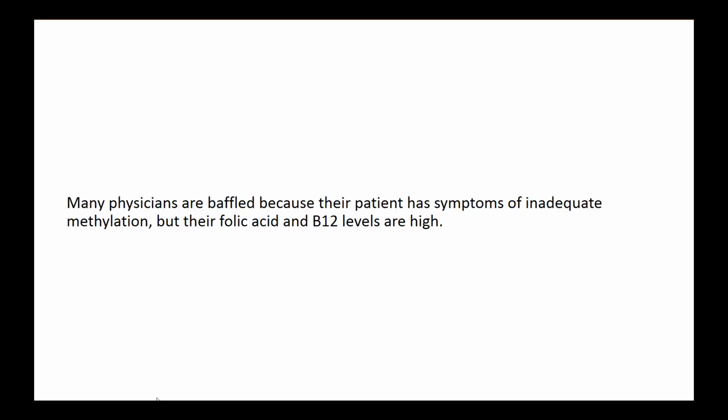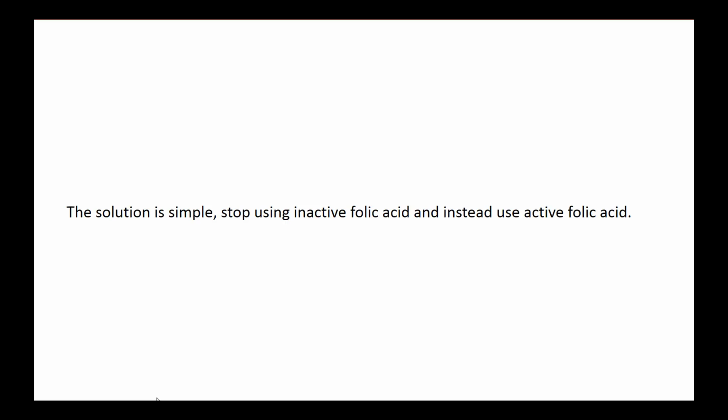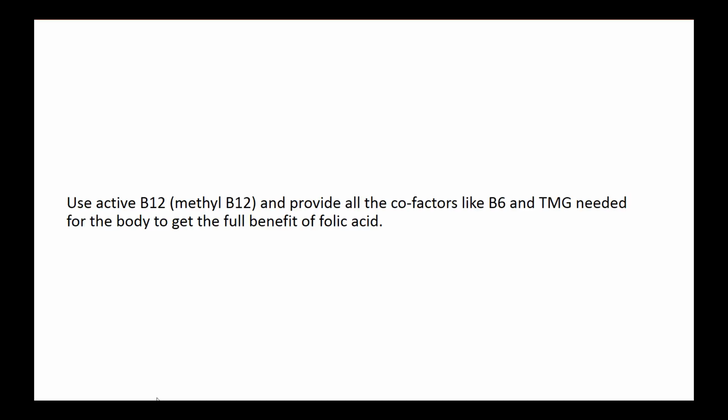Many physicians are baffled because their patient has symptoms of inadequate methylation, but their folic acid and B12 levels are high. What they don't realize is they are measuring the storage form of folic acid and B12. Levels are high because the folic acid and B12 can't be effectively utilized by the body. The solution is simple. Stop using inactive folic acid and instead use active folic acid. Instead of inactive B12, use active B12, which is methyl B12, and provide all the cofactors like B6 and TMG needed for the body to get the full benefit of folic acid.